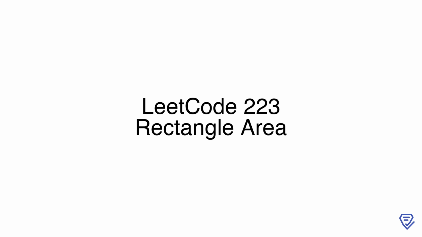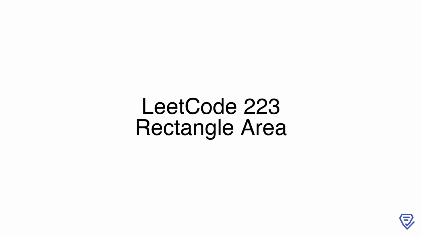Welcome to this problem walkthrough. Today, we'll be exploring problem number 223, titled Rectangle Area. This problem challenges us to calculate the area of two rectangles on a 2D plane, factoring in any overlapping regions. Throughout the session, we'll discuss different approaches, their complexities, and key insights to help you master this concept.